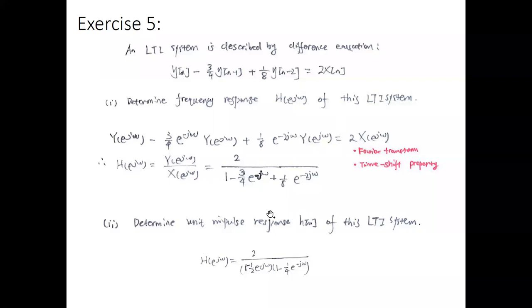And then determine the unit impulse response, small h[n], from this capital H. But we need a little bit of transformation with the denominator. Need to factorize the denominator as 1 - something times 1 - something. So you can check that this is correct, because for the exponential minus j omega term, it's 1/2 + 1/4, which is 3/4. For the exponential minus 2 j omega term, it's 1/2 × 1/4, 1/8. Okay. Now, I will leave it to you as an exercise to calculate small h[n]. Again, try to apply the partial fraction expansion.